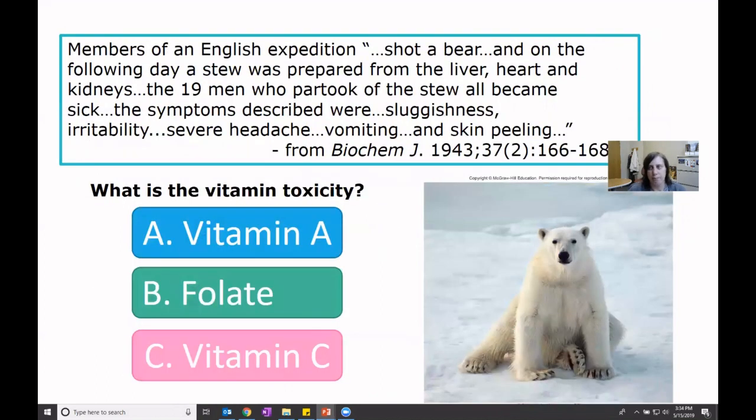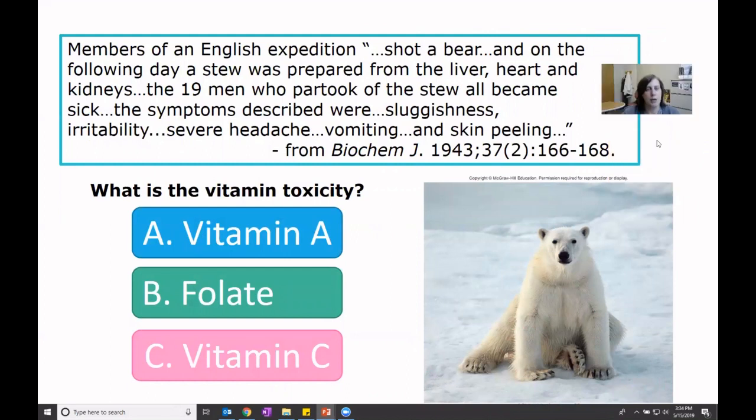What about this one? So this is also thinking about vitamin toxicity. So members of an English expedition shot a bear, and on the following day, a stew was prepared from the liver, heart, and kidneys. And specifically, it was a polar bear. There's a picture here, and also that picture's from your book. The 19 men who partook of the stew all became sick. The symptoms described were sluggishness, irritability, severe headache, vomiting, and skin peeling. What is the vitamin toxicity here? Vitamin A, folate, or vitamin C?